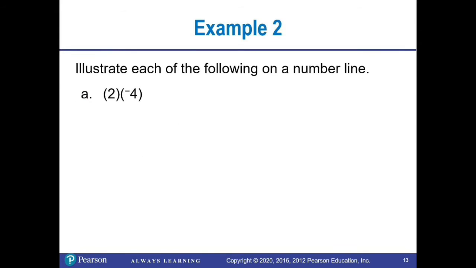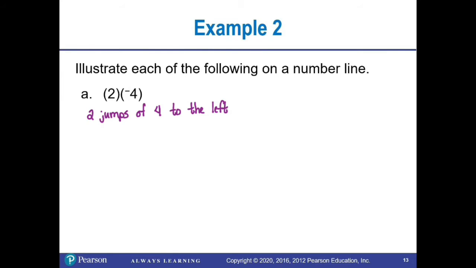Let's look at some more examples. In part A, we have 2 times negative 4. So this tells us the 2, we're going to take 2 jumps, and the second number tells us which direction and how long. So 2 jumps of 4, and since our 4 is negative, we jump to the left.